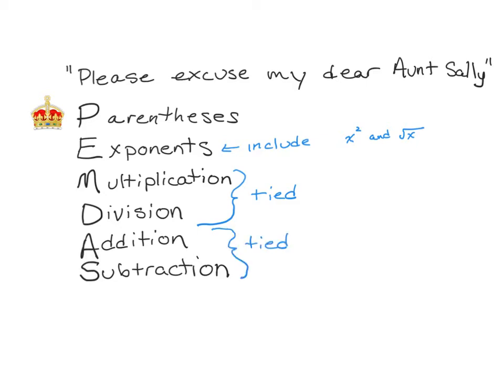And addition and subtraction are also tied because subtracting is just like adding a negative number. So it would really be more correct to write it like this: P-E-M-D on the same line and A-S on the same line, with multiplication and division and addition and subtraction. When they're tied, whoever gets there first wins.